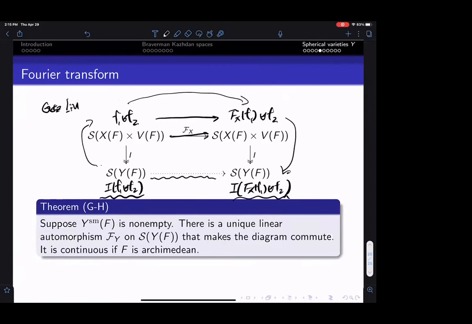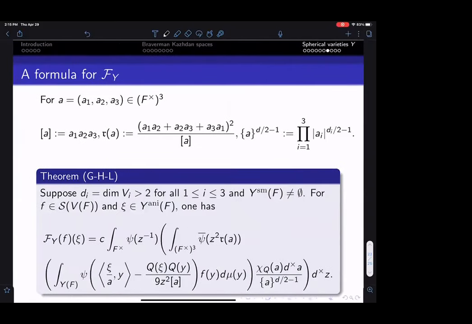And we actually did it. So we're going to discuss a precise formula of the Fourier transform on Y. It's a little bit complicated, so let me introduce some notations. Let A be a tuple of elements in F cross, bracket A to be the product of the A_i, and the factor R_A to be the rational functions. And the curly brackets to the power is defined to be the norm to the power of d_i divided by 2 minus 1. Here d_i is the dimension of V_i.